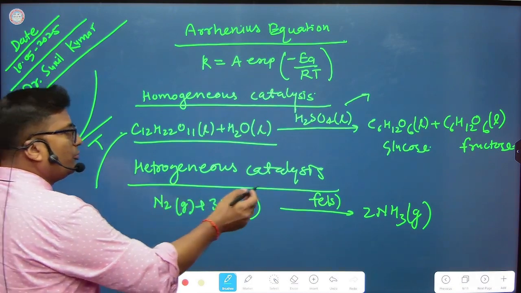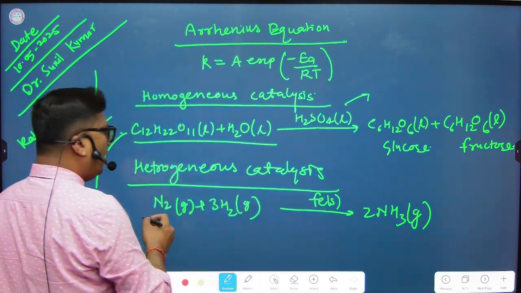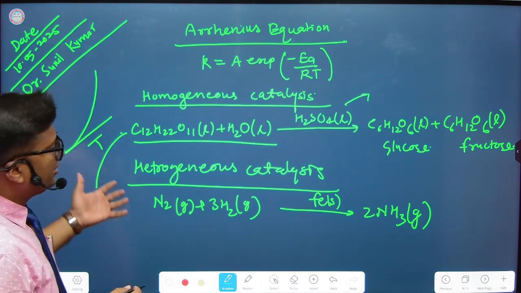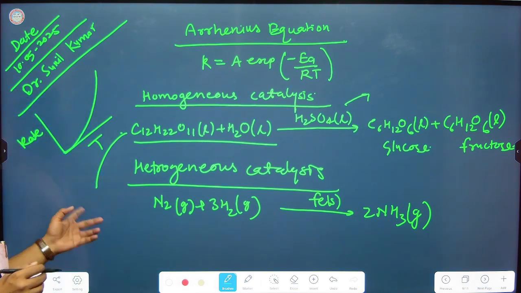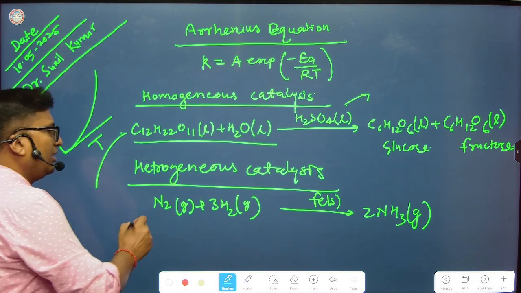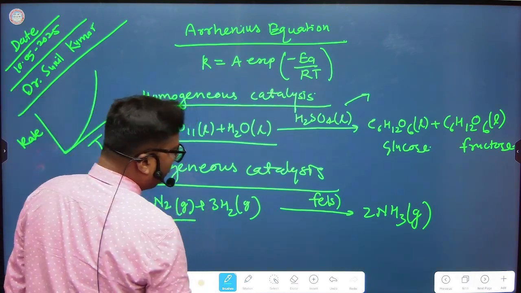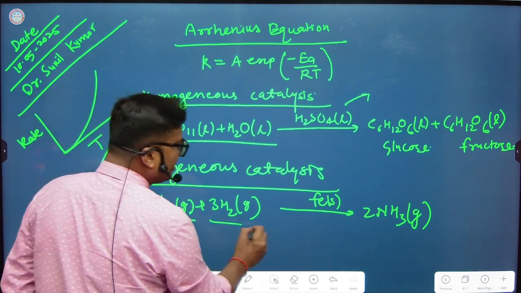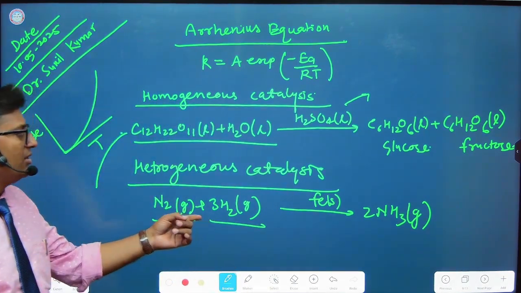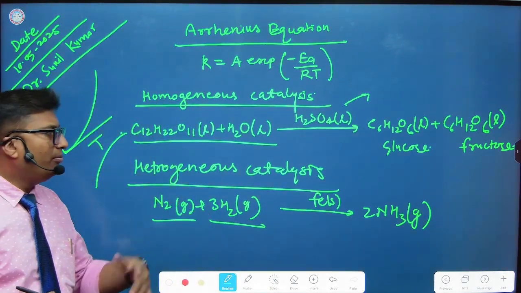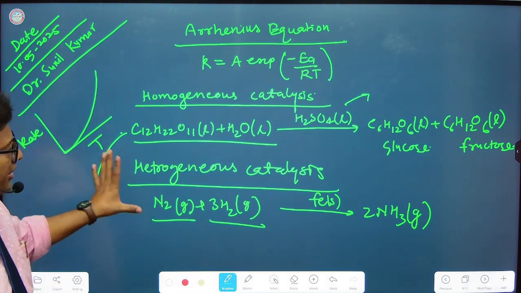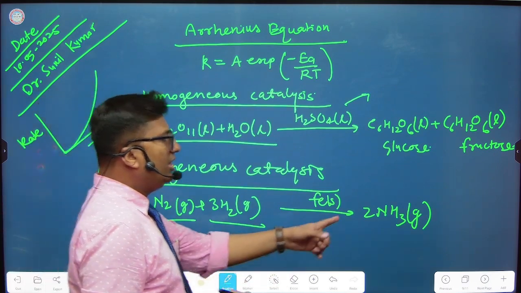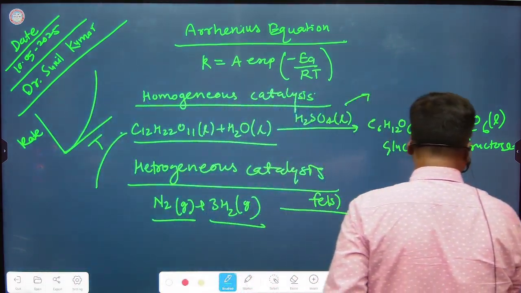So suppose here we have taken as an example the synthesis of ammonia through the Haber process. So that is nitrogen gas 1 mole and 3 moles of hydrogen gas. So both reactants are present in the gaseous form. So they react with each other to yield ammonia gas.